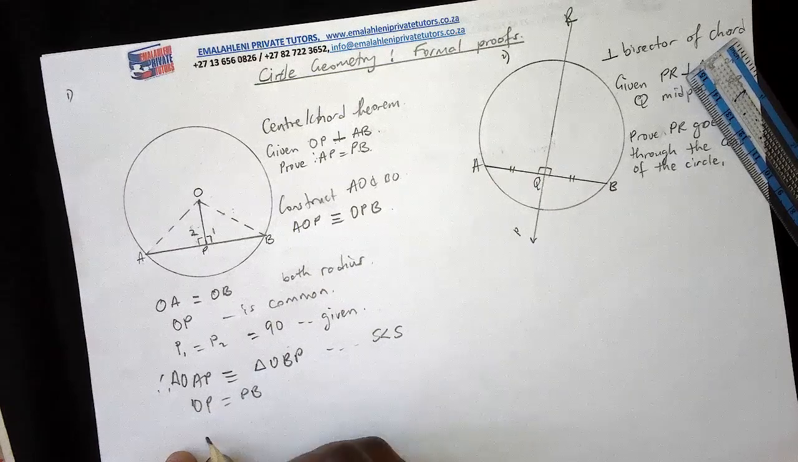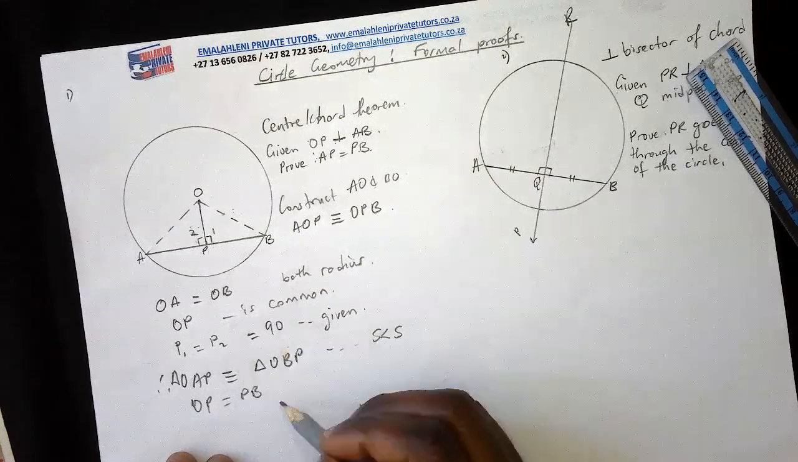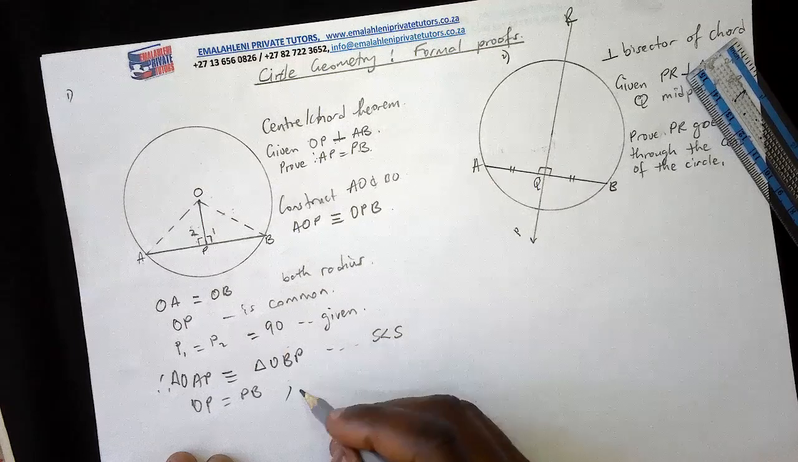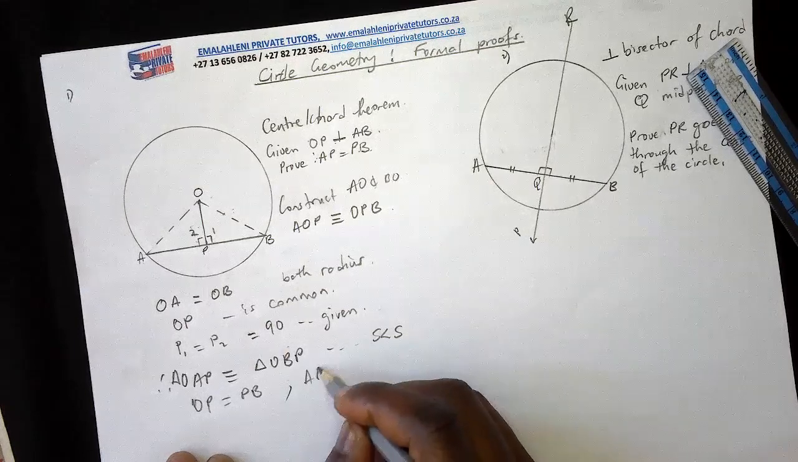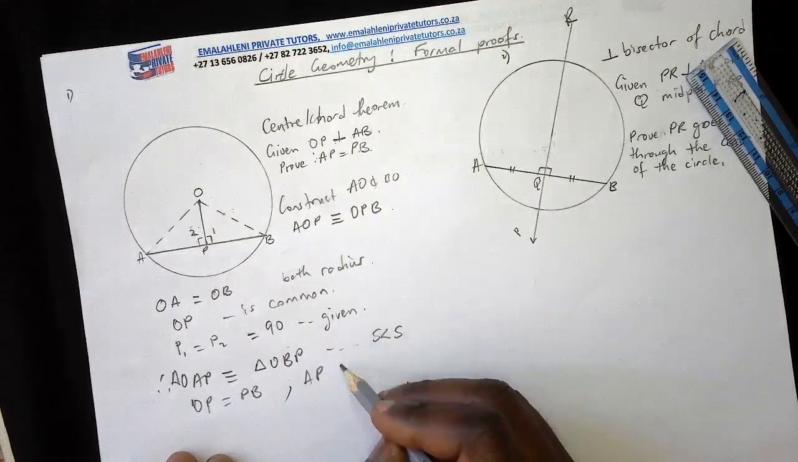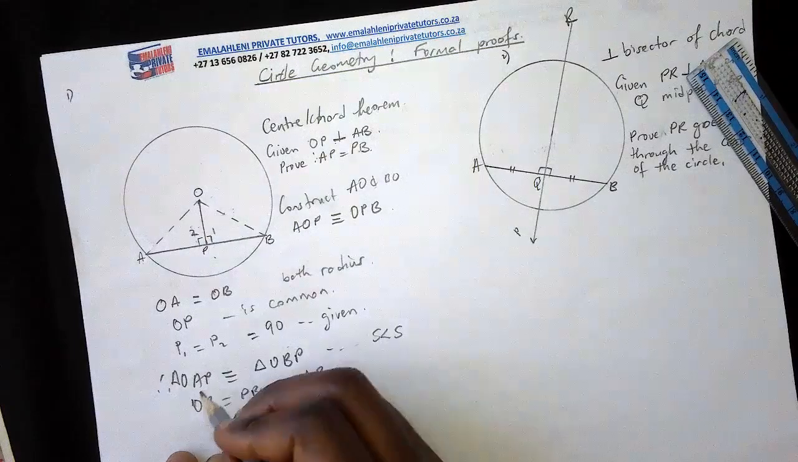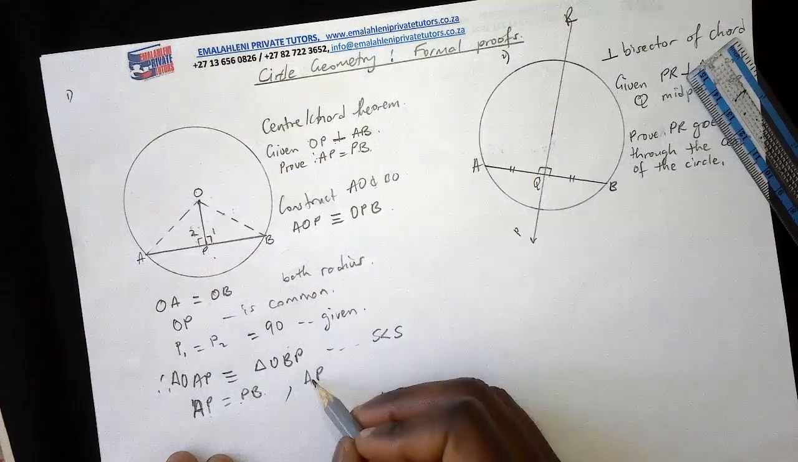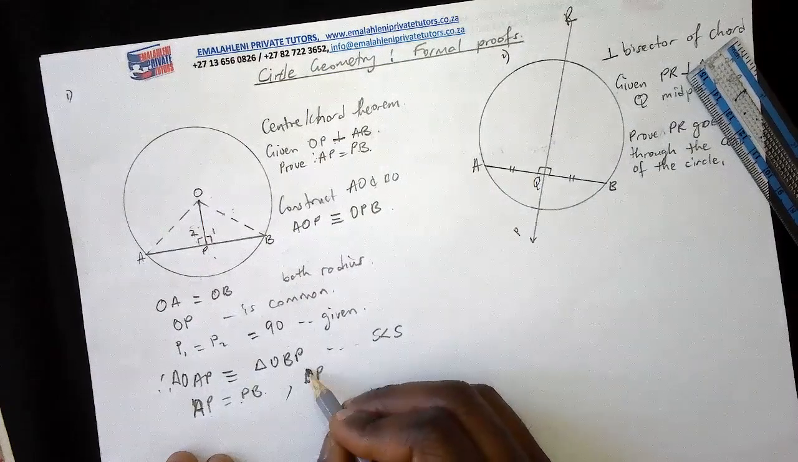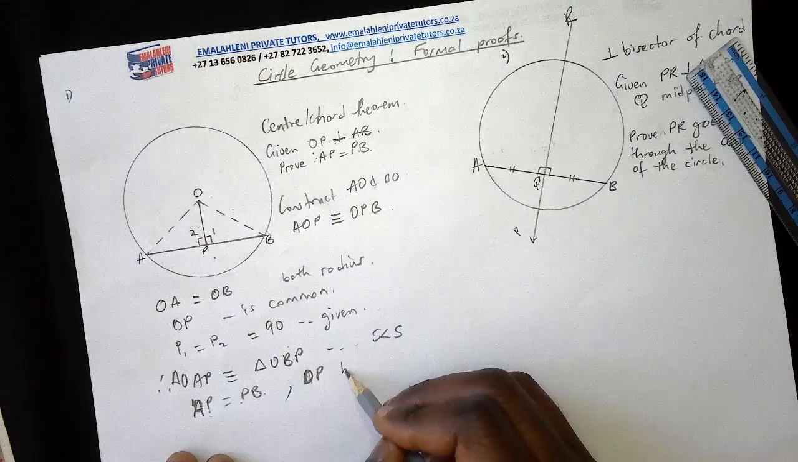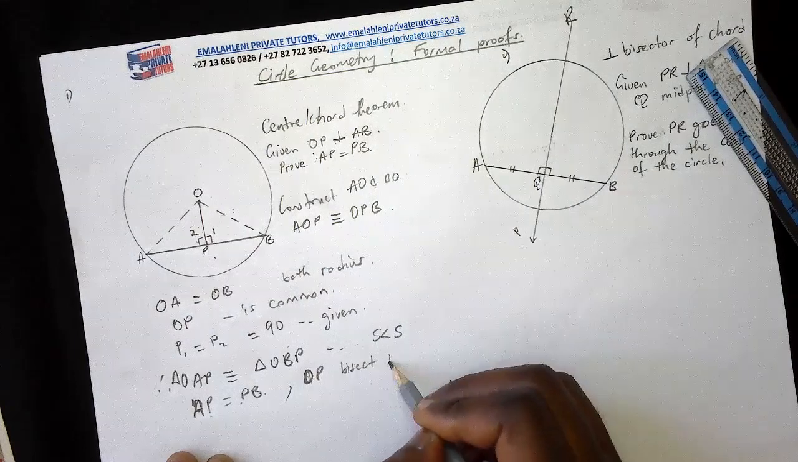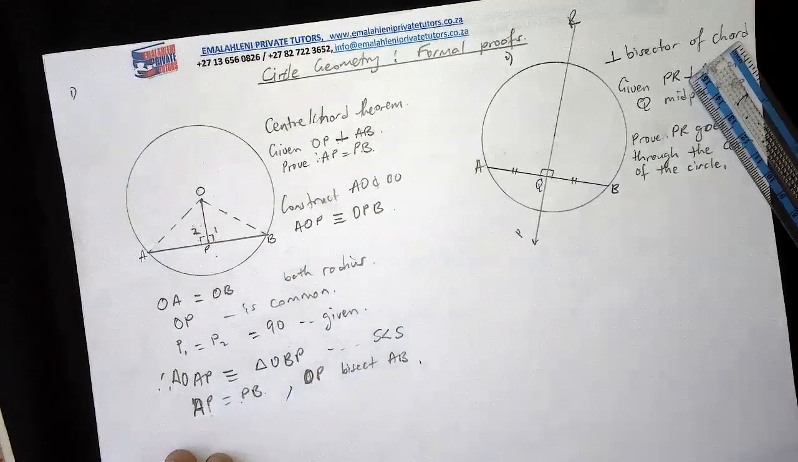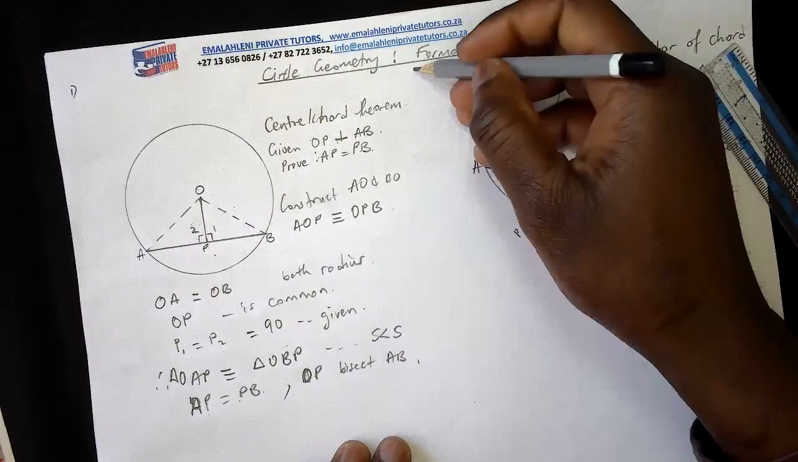These two are equal, and we are now saying if these two are equal, it means that AP is equal to PB. Then it means that OP bisects AB. That's what it means. So this is proven. So that's the first theorem.